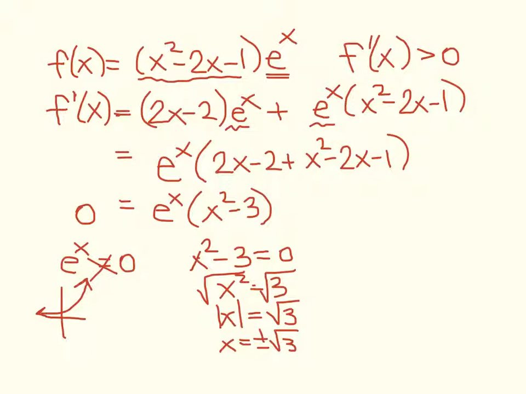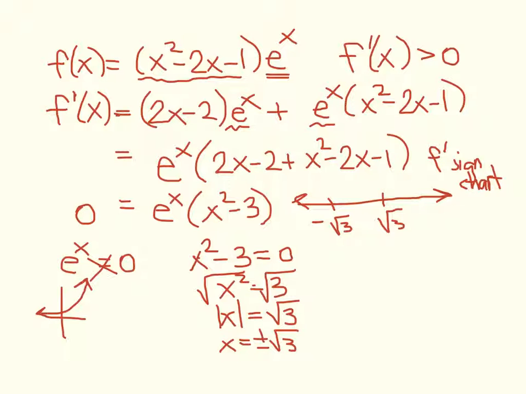Now we found the critical points, and we have to decide then at these critical points what's going on either side of negative radical 3 and positive radical 3. So this is an f prime sign chart. And so I'm going to find the sign on either side of these critical points.